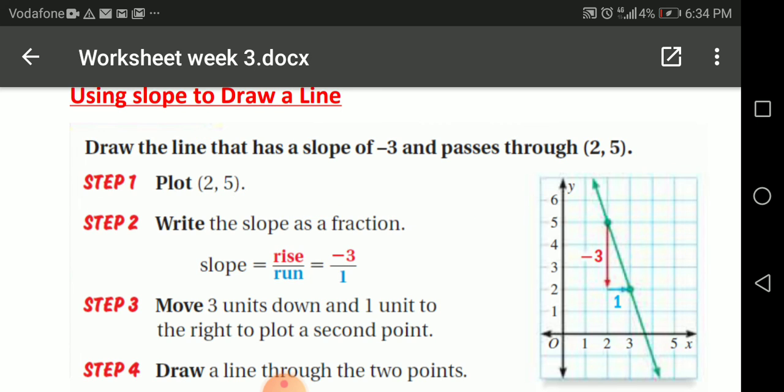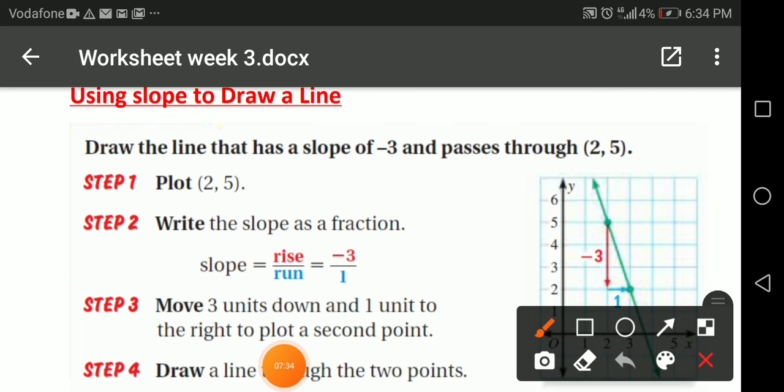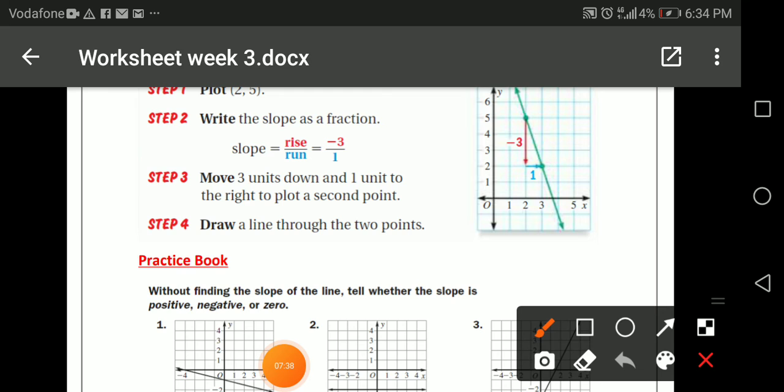Okay, let's see here, 2 and 5. I need the marker. So 2 here, just a moment. Okay, so we've got 2, 1 and 2, then go up until 5: 1, 2, 3, 4, 5. So this is my point. Now I need to write the slope as a fraction. What do we have here?